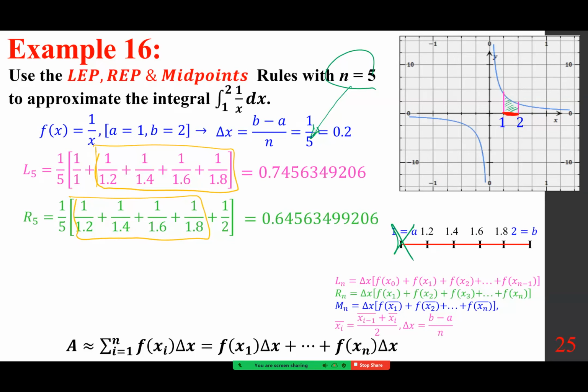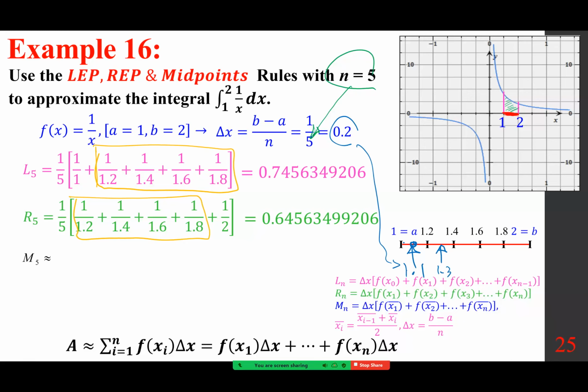Let me use a different color. What color? Okay, this one. So for the midpoint, you start from this point. This is the middle of the first subinterval. So this would be 1.1. Then this one, which is clearly 1.3, or just add 0.2 to 1.1 and continue.